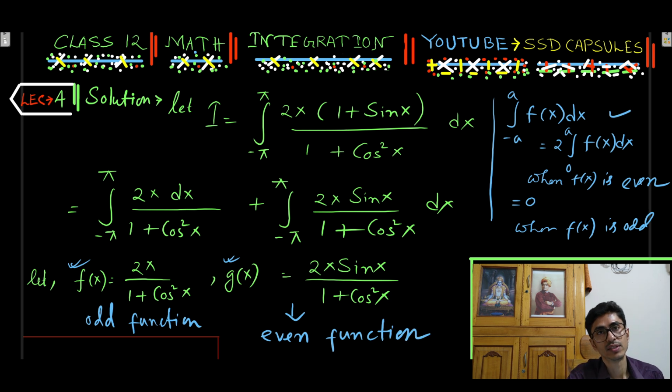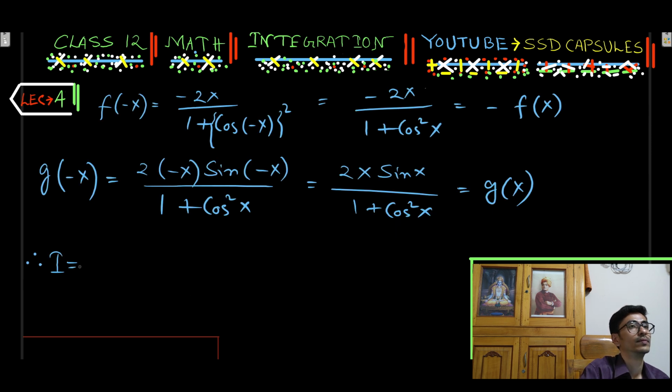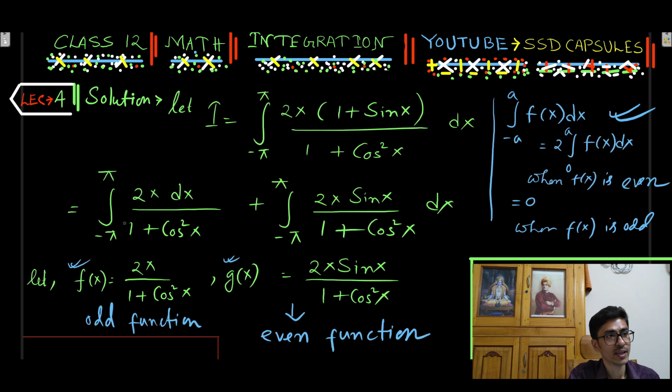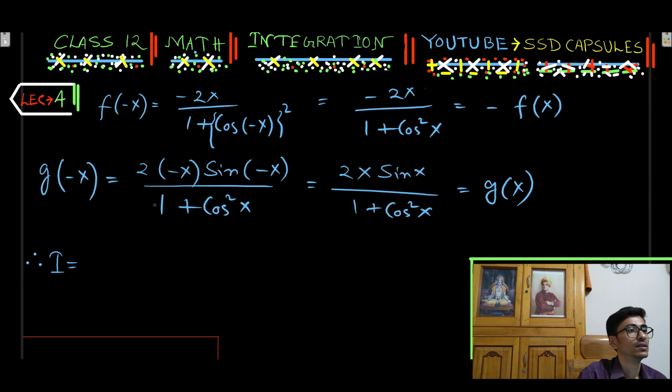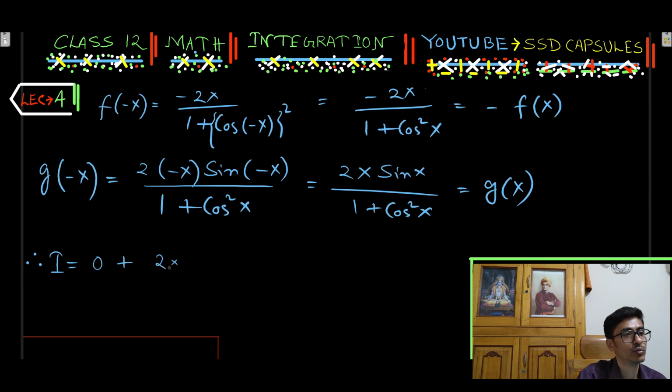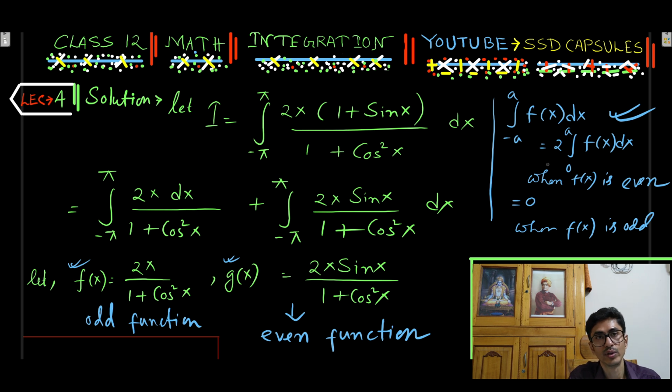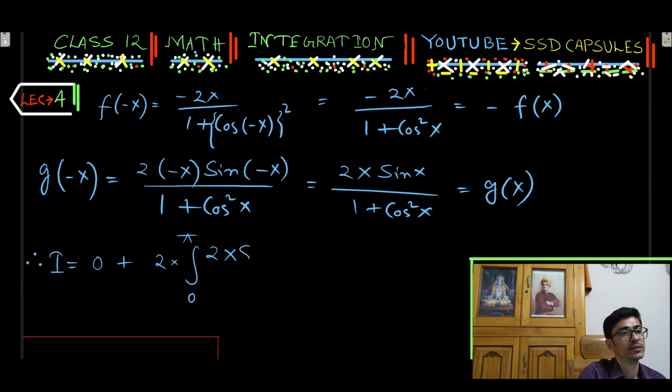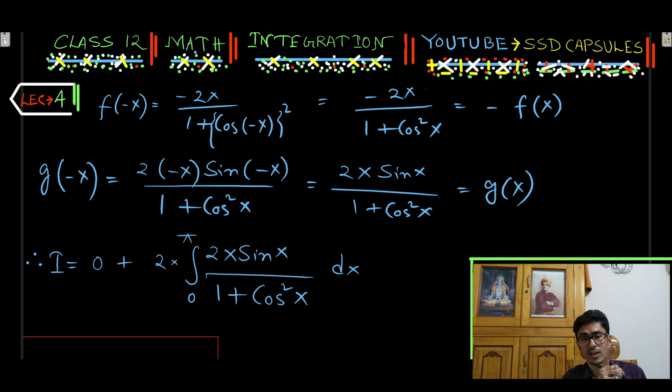So accordingly we will use this formula. Therefore I equals, from the previous page, the integral from minus pi to pi of the odd function, which equals 0, plus the integral from minus a to a of g(x) dx, so here 2 into the integral from 0 to pi of g(x) dx. g(x) means 2x sin x by 1 plus cos square x, so 2 times the integral from 0 to pi of 2x sin x by 1 plus cos square x dx. Hope you have understood up to this point.